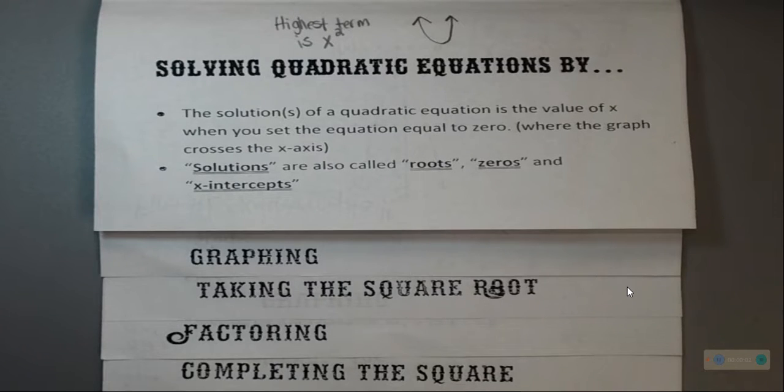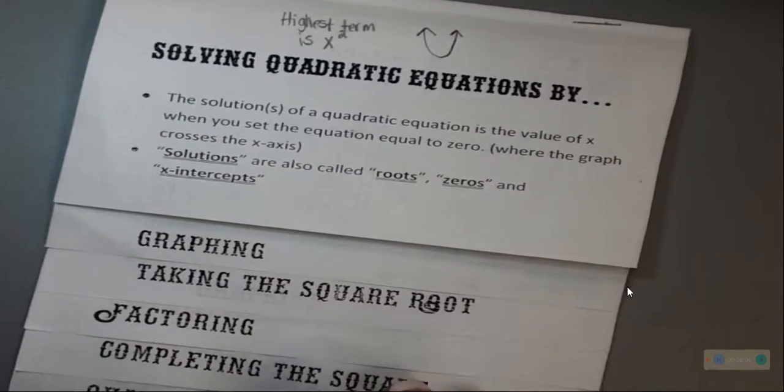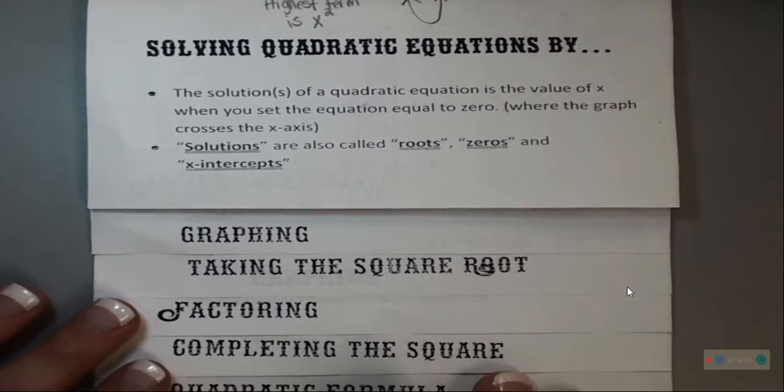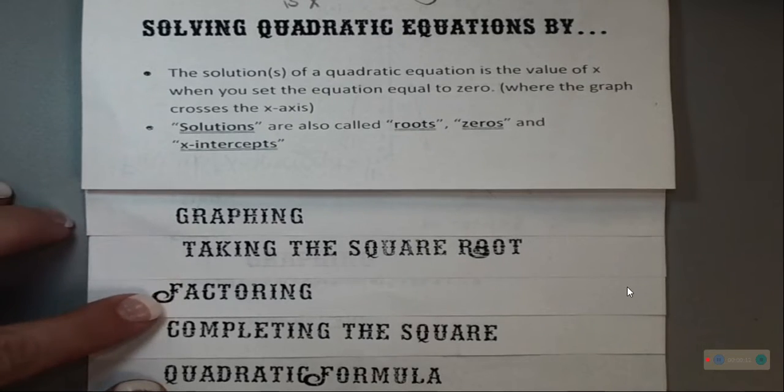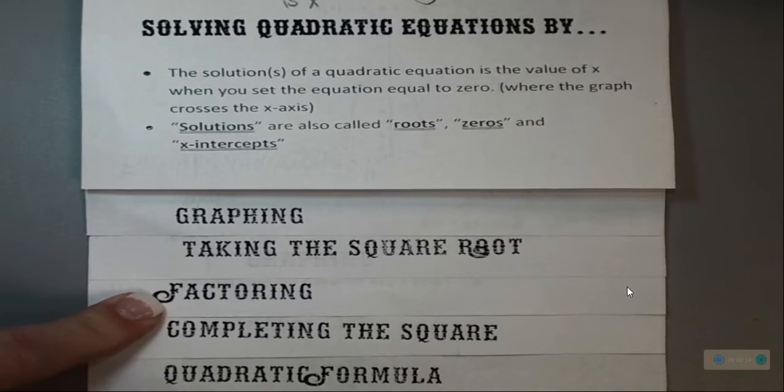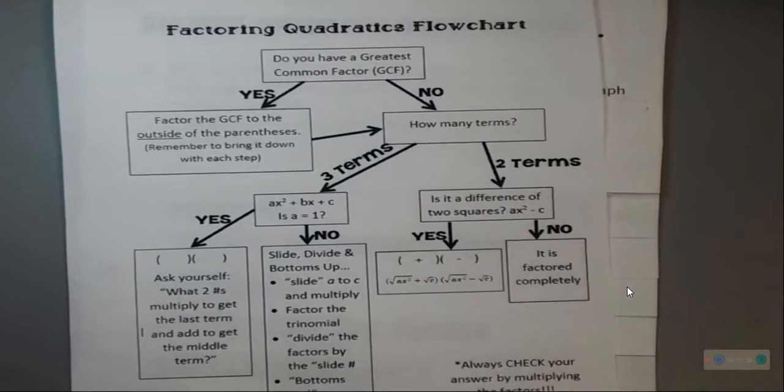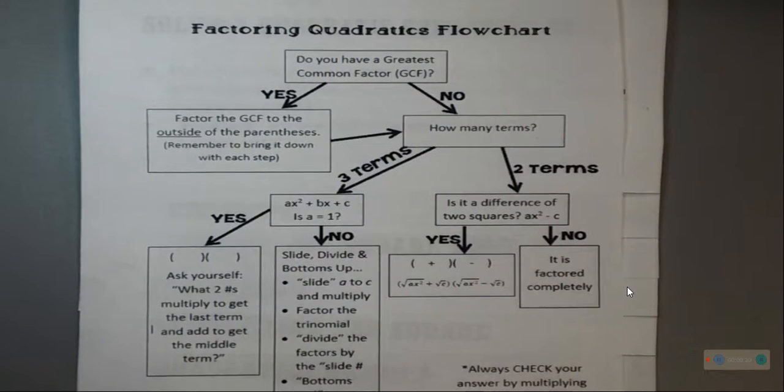In today's lesson, we are back on page 68. Yesterday we learned how to do graphing and taking the square root. Today our focus is on factoring. If we talk about factoring, this should come to mind: your factoring flow chart.